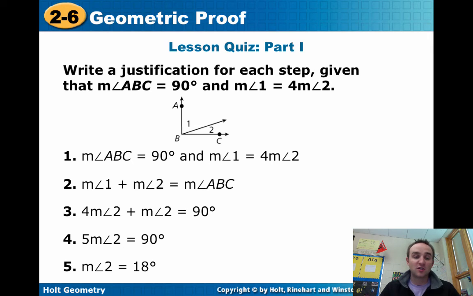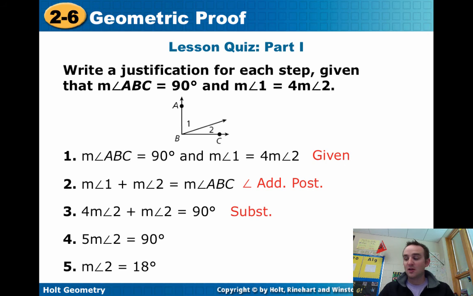So let's check out our justifications. First of all, it's given, right? They gave it to us. Secondly, why can we say that 1 plus 2 is equal to ABC? That is our angle addition postulate. We're adding the two parts together to equal the whole thing. Now, why can we say the next one? Well, that's substitution, because all that we're doing here is we're taking the fact that measure of angle 1 is equal to 4 times the measure of angle 2, and we're replacing the measure of angle 1 with that. We're replacing it with 4 times the measure of angle 2.